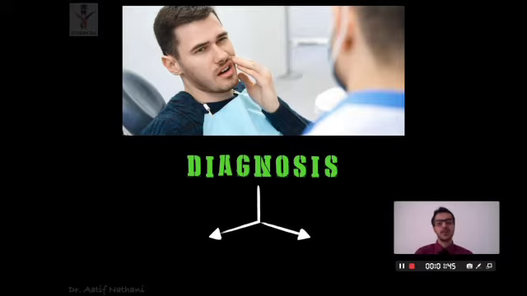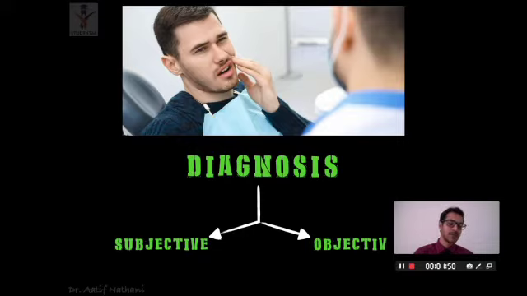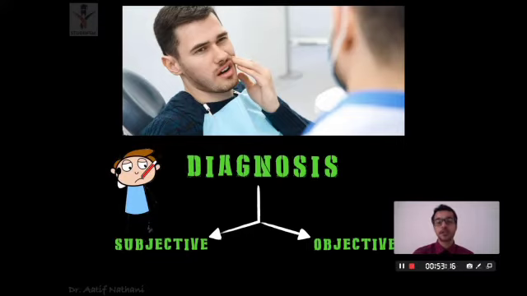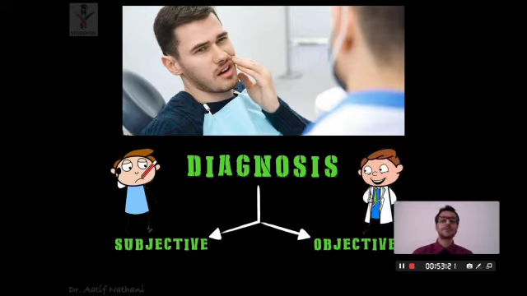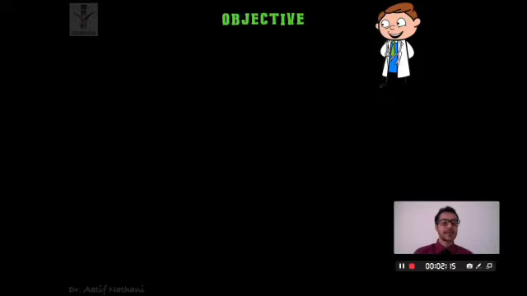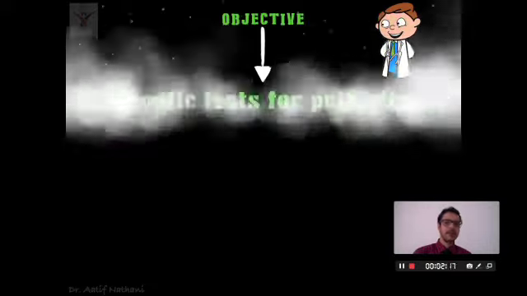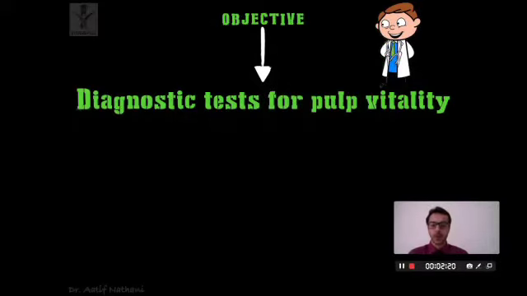Diagnosis in general is divided into subjective diagnosis and objective diagnosis. Subjective is what the patient tells you. Those are the subjective symptoms that the patient is suffering from. Objective symptoms are the symptoms which are induced by the operator to create the same chief complaint for diagnosis purposes. Out of these tests, one of the tests is the diagnostic test for pulp vitality.